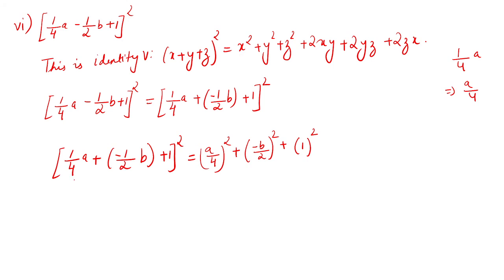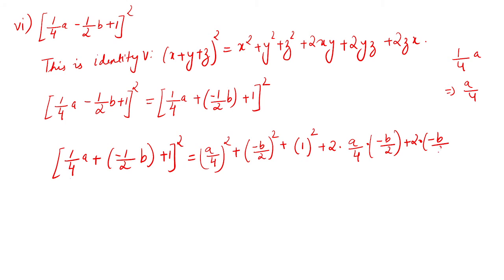Because x value is going to be, see, x value is going to be 1 by 4a, y value is going to be minus 1 by 2b, and z value is going to be 1. Clear? That is why I've done the substitution, x square plus y square plus z square, okay. So we'll quickly move on to this substitution. Now what is x value here? a by 4, okay. And what is y value in the case of this? Minus b by 2 plus 2 into, what is the value of y in the case of this?